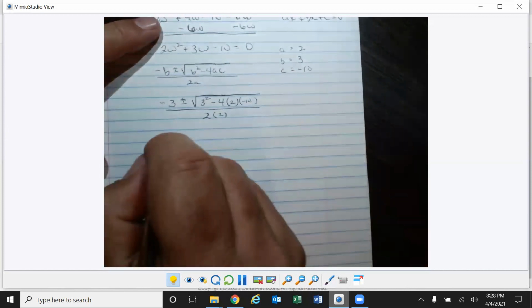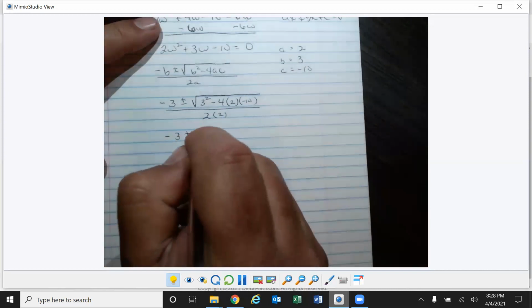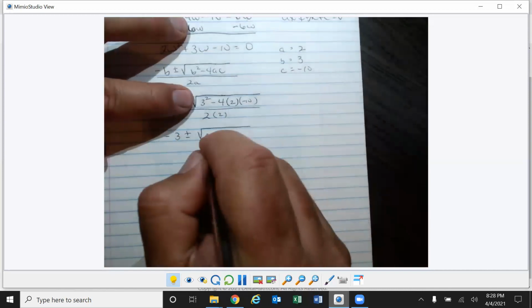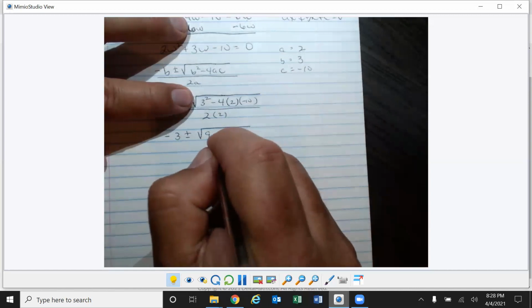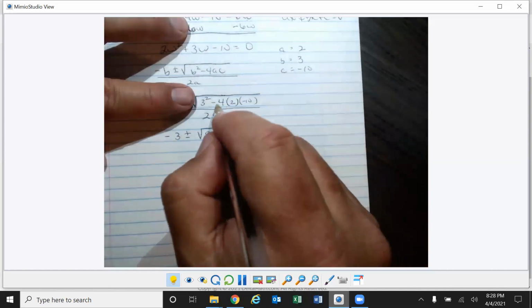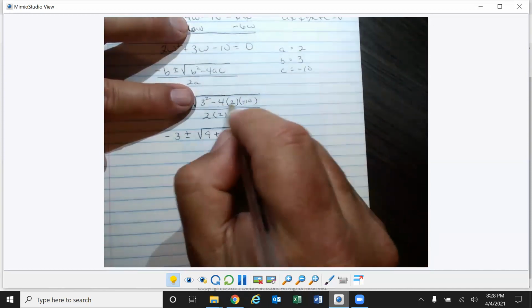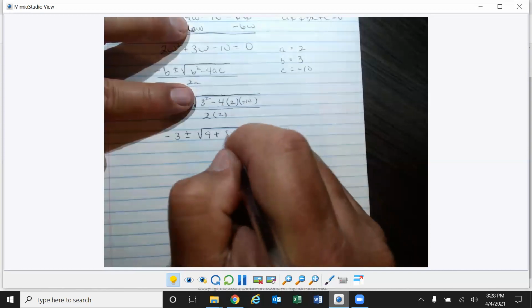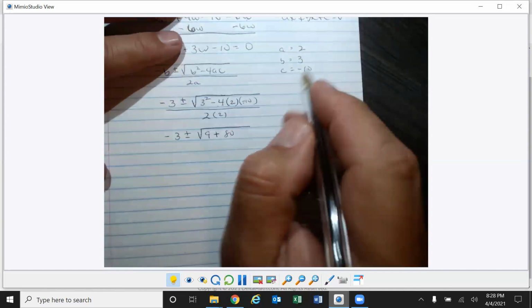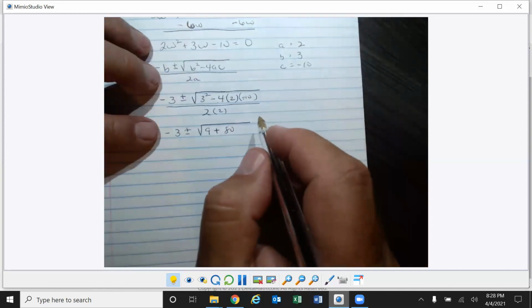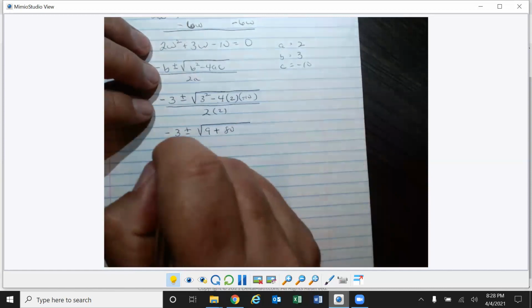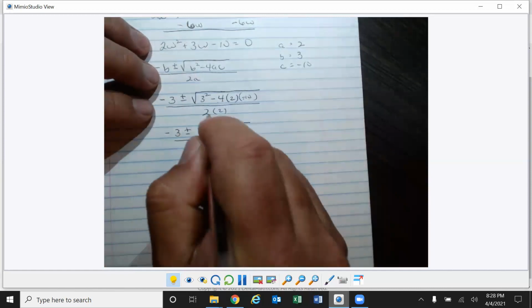I'm going to clean this up a little bit. So it's minus 3 plus or minus the square root of 3 squared, which is 9, minus. Now you've got to be careful: you have a negative here and a negative here, and that's going to make that a positive. So now just multiply them. 4 times 2 is 8, 8 times 10 is 80, all over 4, because 2 times 2 is 4.